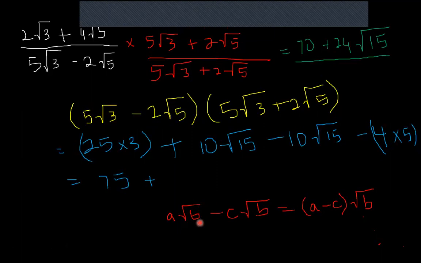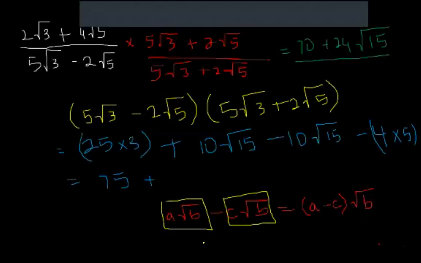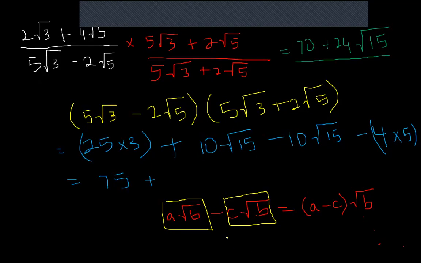So you see a root b, and let me use the boxes because I think that'll be easier for you to look at. So I have these two terms. I see what they have in common. They have the square root of b in common. So if I wanted to factorize this, I could take out that square root b. And what do I remain with? A minus c. And that's how they got this equation.